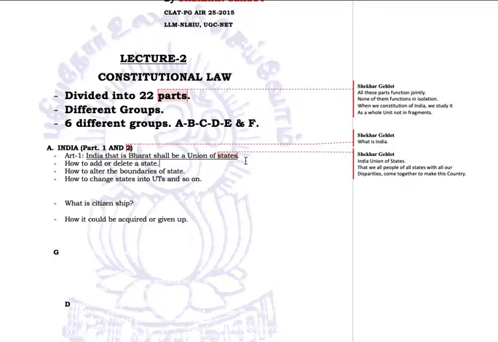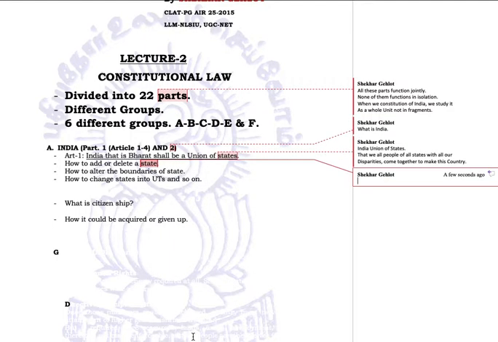Now, Part 1 runs from Article 1 to 4, and the broad discussion in this part is about India and its physical structure, that is, how to add or delete a state. Yes, the Constitution of India does discuss a procedure by which it can add or delete a state from India itself.